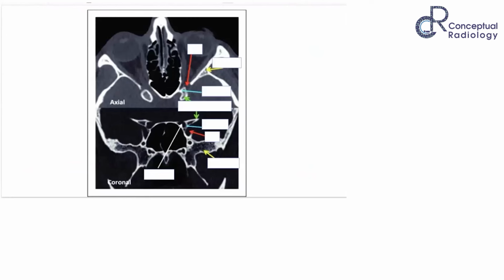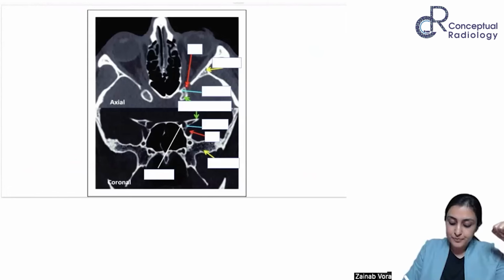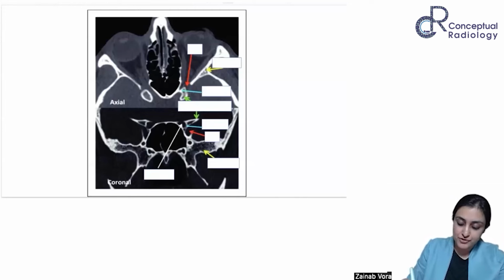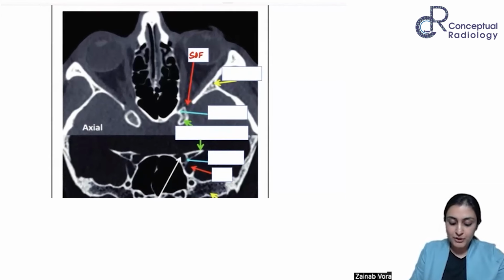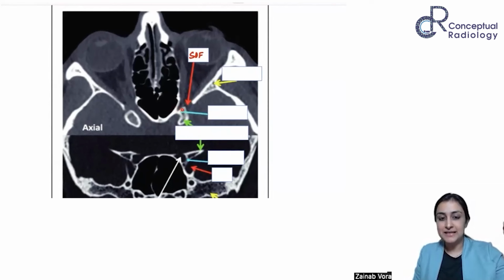Now let's come back near the orbit. What is this in the red arrow? Is this a foramen, fissure or canal? Yes, this is the superior orbital fissure. What you're seeing in red is the superior orbital fissure. What do you see in blue? What is this bony strut that you are seeing in blue, coming from this bone here and going medially near the optic canal? Medial is the optic canal, lateral is the superior orbital fissure.